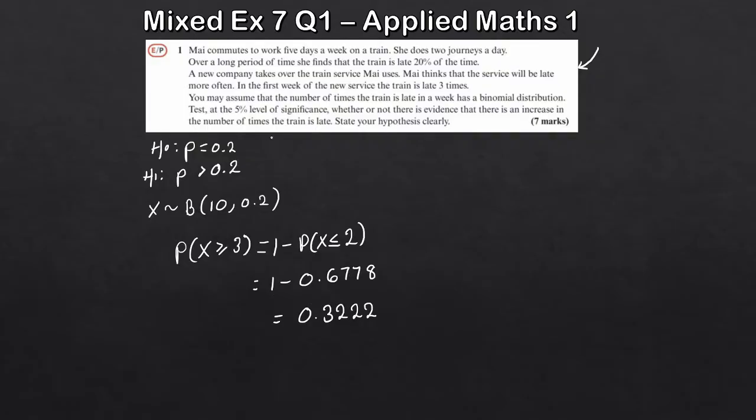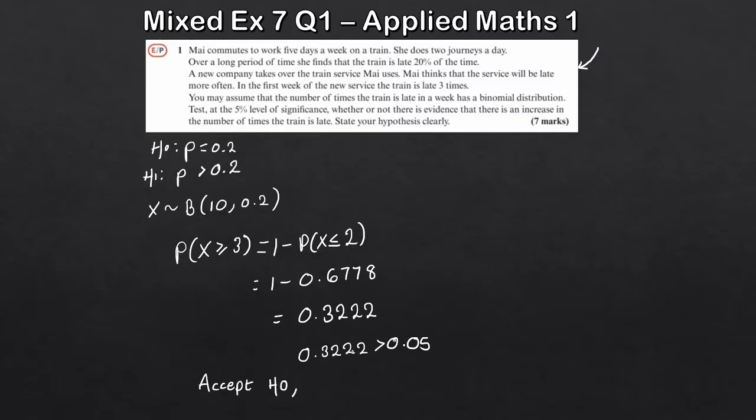We compare this now to our significance level, which is 5%. So for a one-tailed test, we don't divide it by 2. We compare to 0.05. Well, this is larger than 0.05. So in this case, we accept H0. So we accept H0 here.